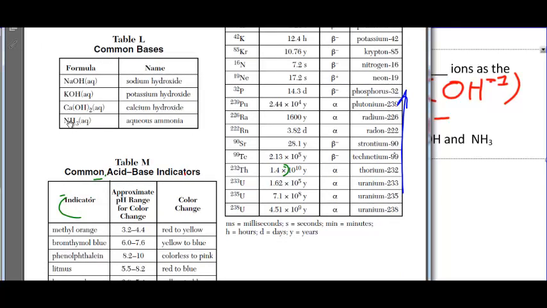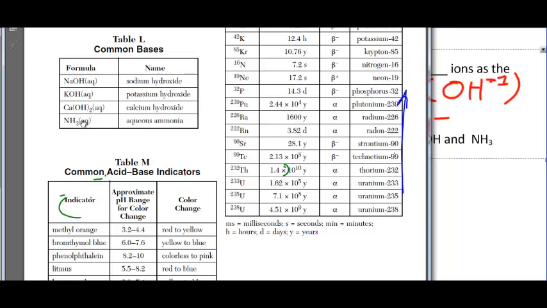Because if you put that in water, I'll show you the reaction in just a minute, it takes a proton from water. It accepts a proton from water. So when you put this in water, water actually acts as an acid and loses the proton, and this acts as the base and gains the proton. And I'll show you how that actually makes OH minus anyway.